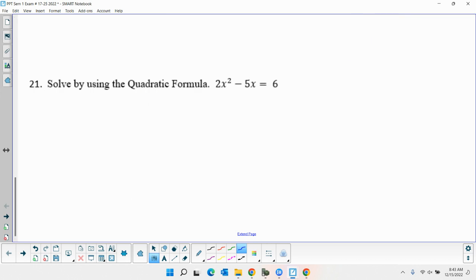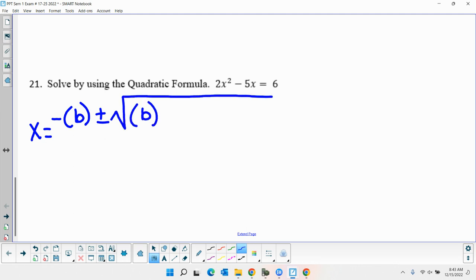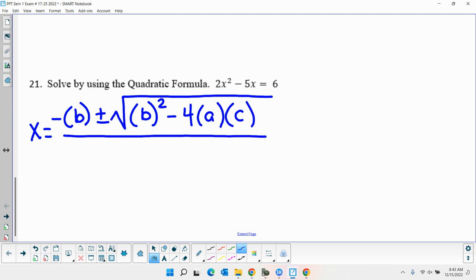Quadratic formula. x equals negative b plus or minus the square root of b squared minus 4 times a times c, all over 2 times a. All right, so you might want to put that on your note card, right? Most of you guys remember all that anyway.